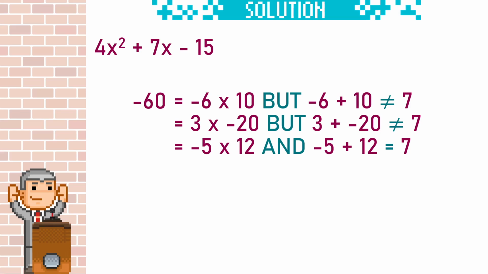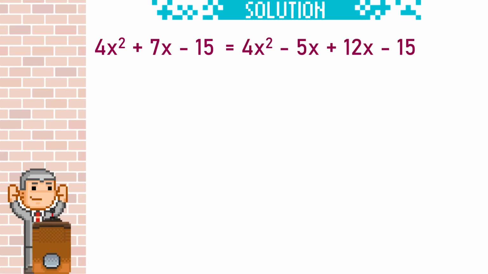Next, we're going to split that 7x into minus 5x plus 12x. And we're going to factorise the first two terms and the last two terms as a linear factorisation. So what does 4x squared and minus 5x have in common? Well, no numbers, but they both have an x. So we're going to have an x on the outside of the bracket there. And 12x minus 15x, well, 12 and 15 are both in the 3 times table, so they'll both have a 3 in common.